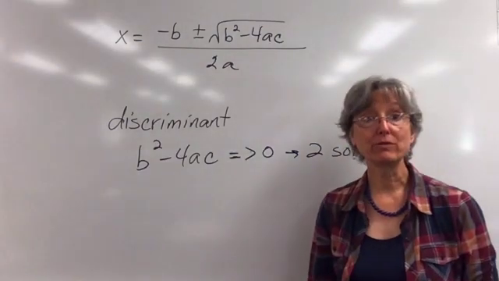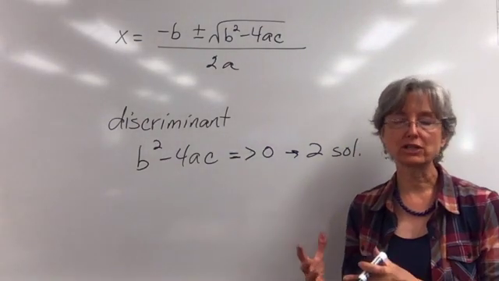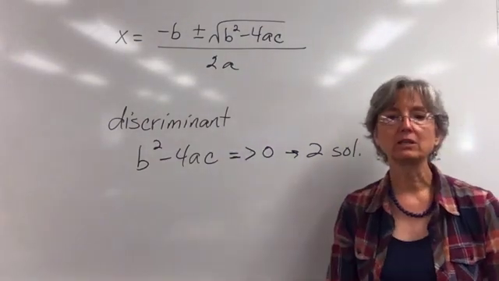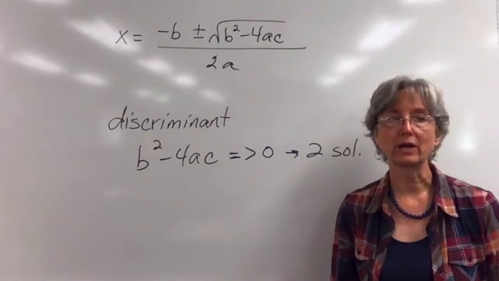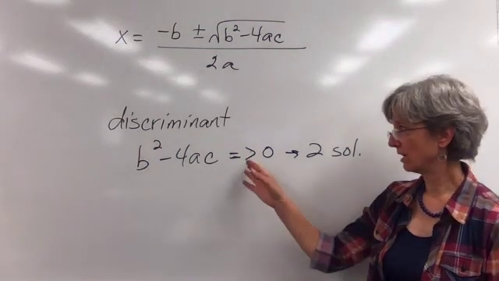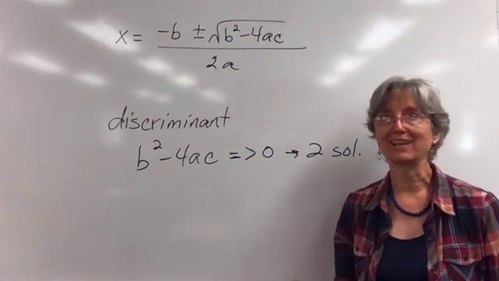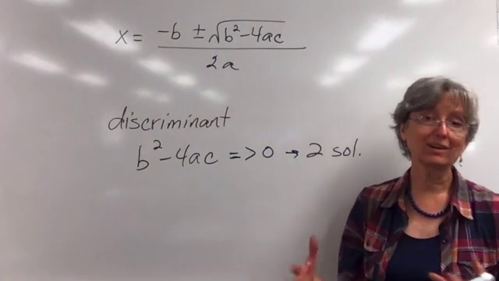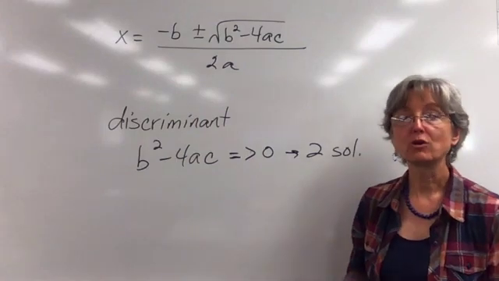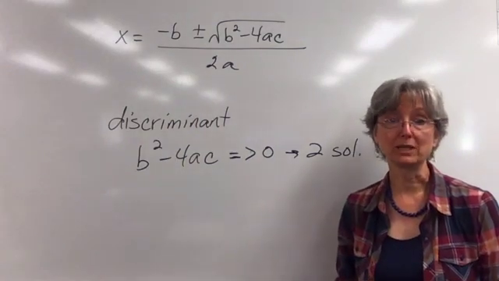And if they're perfect squares, then they would be rational, and otherwise they would be irrational. So you can even tell if they'd be rational or irrational numbers. If this is a perfect square number, positive number like 36 or 25 or 49, you know, that type of thing. So the discriminant can really tell you quite a bit.